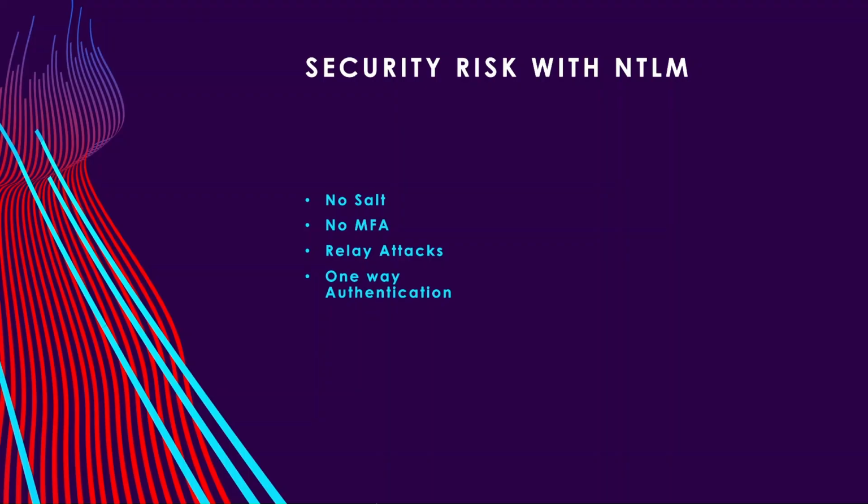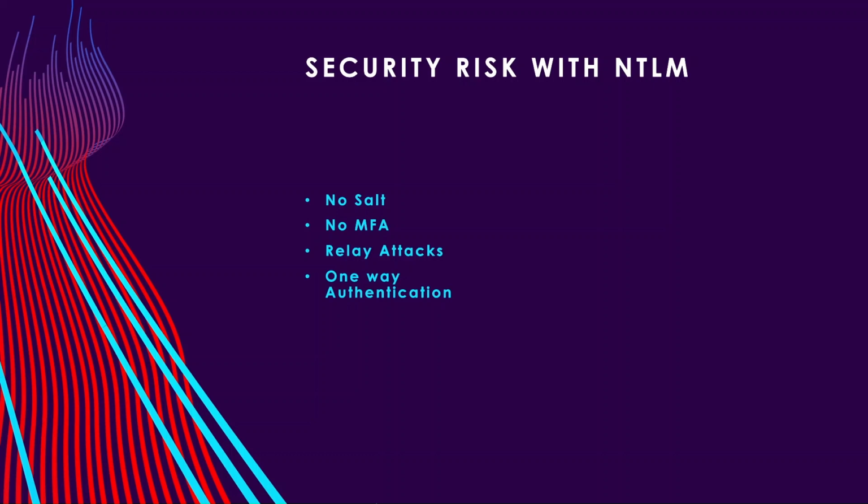Security risk with NTLM. The risk with this method is that it uses a hash with no salt, so the same passwords will have the same hash. Attackers can use well-known hashing algorithms and get a rainbow table to figure out your password. It also does not support MFA, so once the attacker gets the password, there will be no extra way the device can authenticate you through SMS or email.